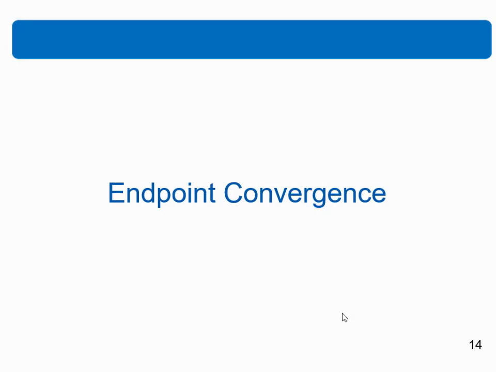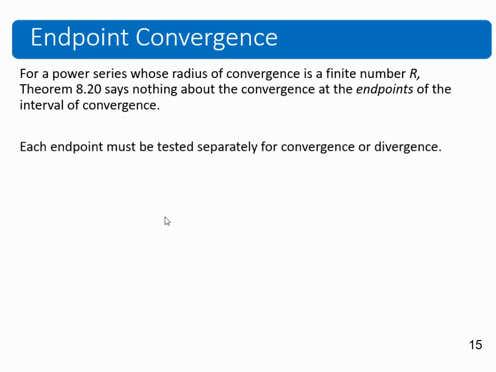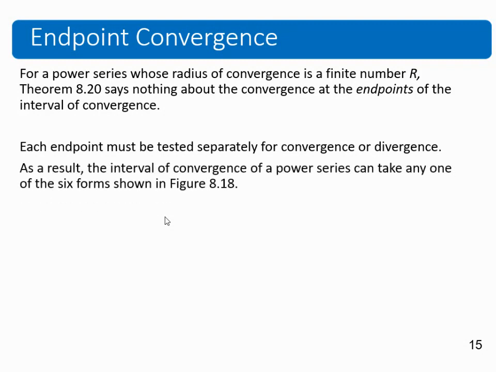So now we're going to talk about endpoint convergence, which is different than radius of convergence. Endpoint convergence has to do with what happens at the ends of the interval of convergence. So if you have a power series that has a radius of convergence r, then we need to look at the endpoints of that interval. You need to test each endpoint separately for convergence or divergence. So you can have lots of possibilities for your intervals of convergence.